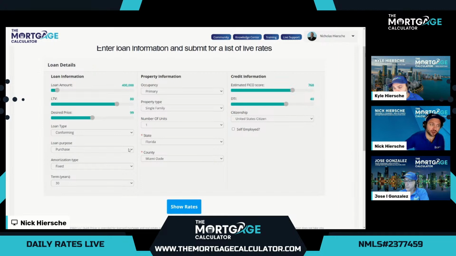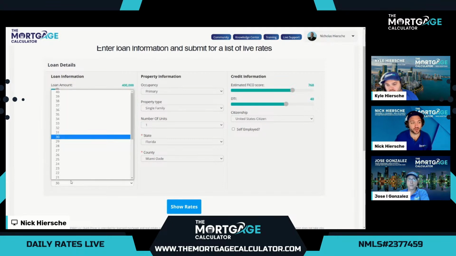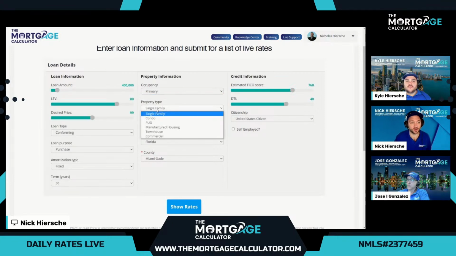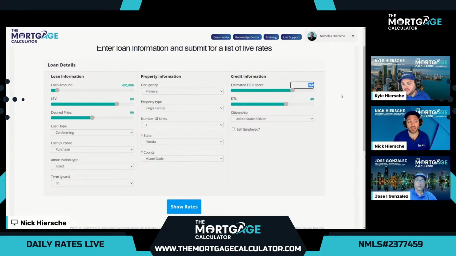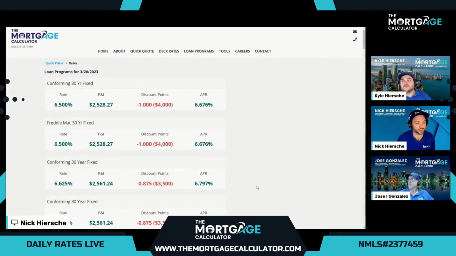But let's start with our first scenario, conforming loan. We're going to set everything else up with this same scenario. Purchase, 30-year fixed, standard loan, primary home, single family, 1 unit, state of Florida, county of Miami-Dade. That's where our office is. And the estimated FICO for all our examples here today will be 760. And our estimated debt-to-income ratio for all our examples here will be 40. So let's check out our live rates this morning.